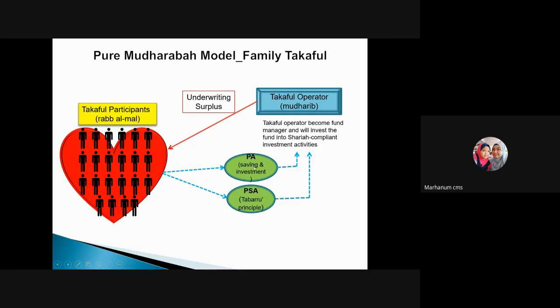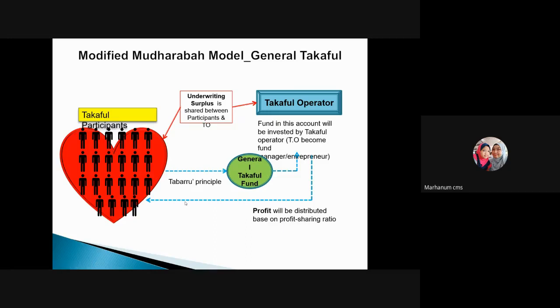Why? Because the total of saving and investment here is different among the participants. If they want to make more investment, they will have a higher profit later on. So the pure Mudarabah model means the underwriting surplus is returned back to the participant because they are the owner of the fund. Okay, so this is family Takaful because there are two accounts. Any questions so far? No questions? Okay, now we go to the modified Mudarabah model.